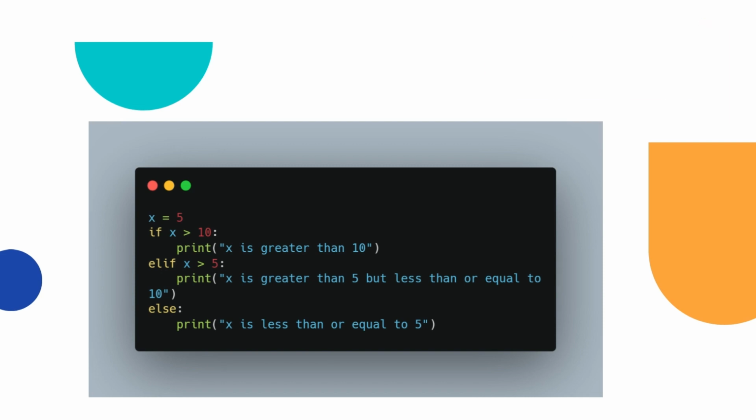If that condition is true, the message "x is greater than 5 but less than or equal to 10" is printed to the console. If both conditions are false, the code inside the else statement is executed and the message "x is less than or equal to 5" is printed to the console.